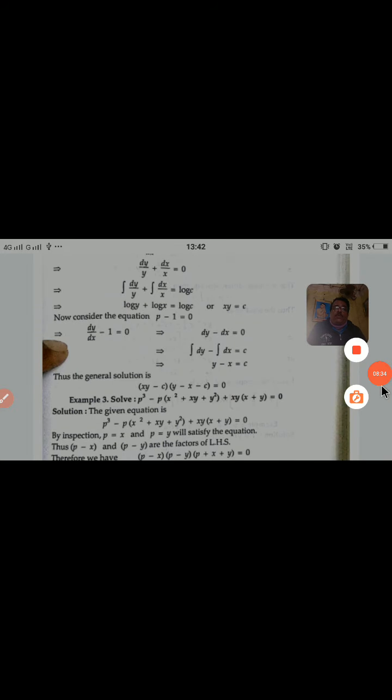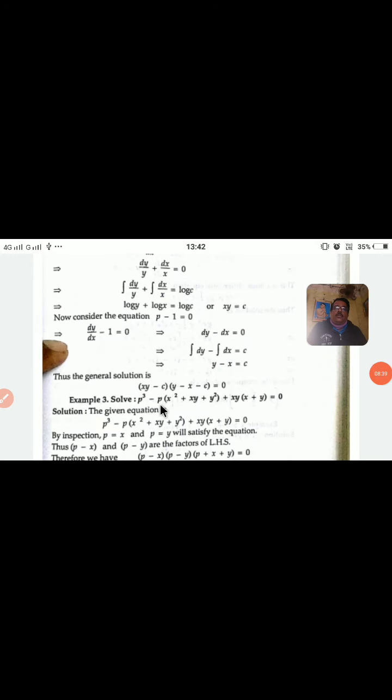Similarly, we have another problem, that is, solve p cube minus p of x square plus xy plus y square plus xy into x plus y equal to 0. So now in this, what we do here, this can be written as p cube minus p into x square plus xy plus y square plus xy into x plus y equal to 0.